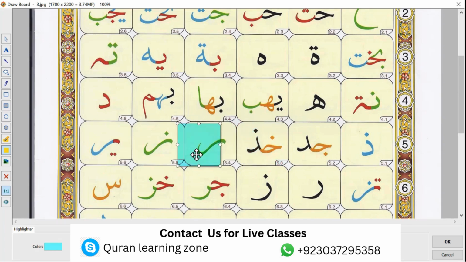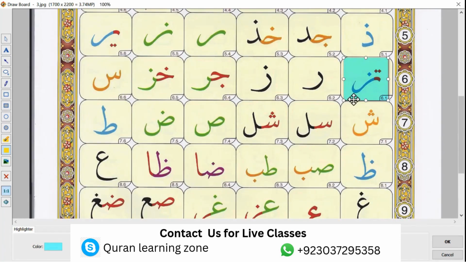And the next one is here Ra, Za, Ya Ra. This is the shape of Ra. The first shape is Ya, and the next one is Ra here. You can see here there are two dots on the bottom of this letter. That's why we understand this one is a Ya. That's why we are reading Ya Ra, and here there are two dots on the top. So this one is Ta.